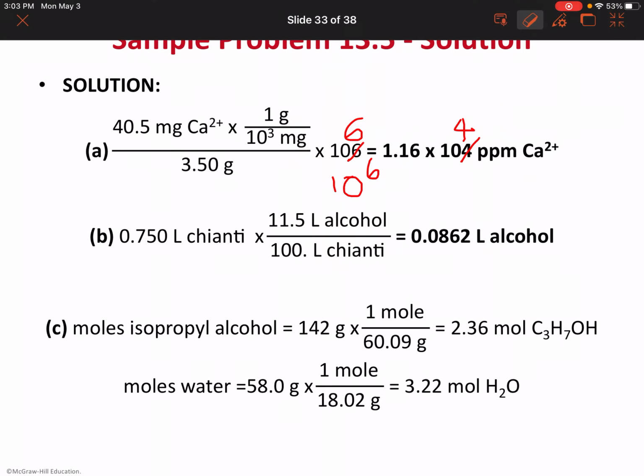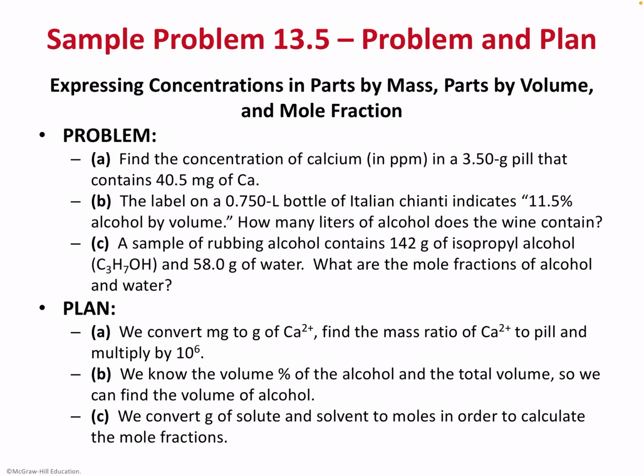And then the next one, the label on a 0.750 liter bottle of Italian Chianti, how do you pronounce it? Okay, you guys know how to pronounce it, you figure it out. The label on a 0.750 liter bottle of Italian wine indicates 11.5% alcohol by volume. So it has 11.5% alcohol by volume. How many liters of alcohol does the wine contain?